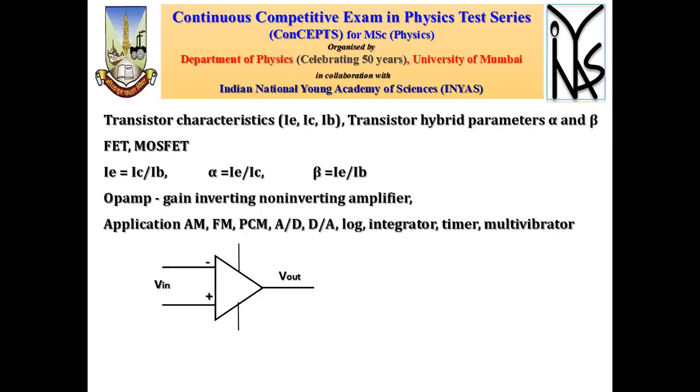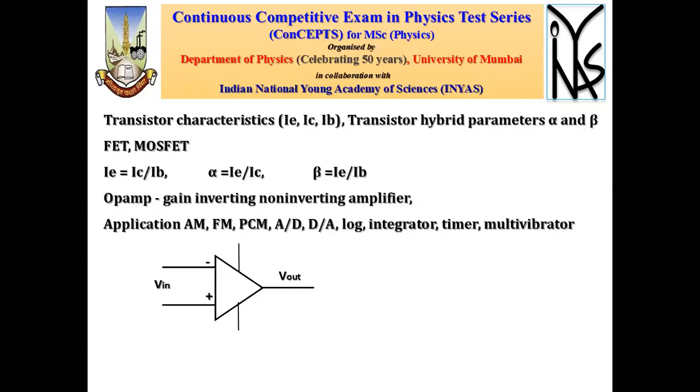In case of op-amp, first we have to understand the characteristics of the op-amp: its input impedance is infinite, output impedance is minimum, ideal characteristics. Then differential mode gain is infinite, but common mode gain is 0. So CMRR, the common mode rejection ratio, is also infinity.